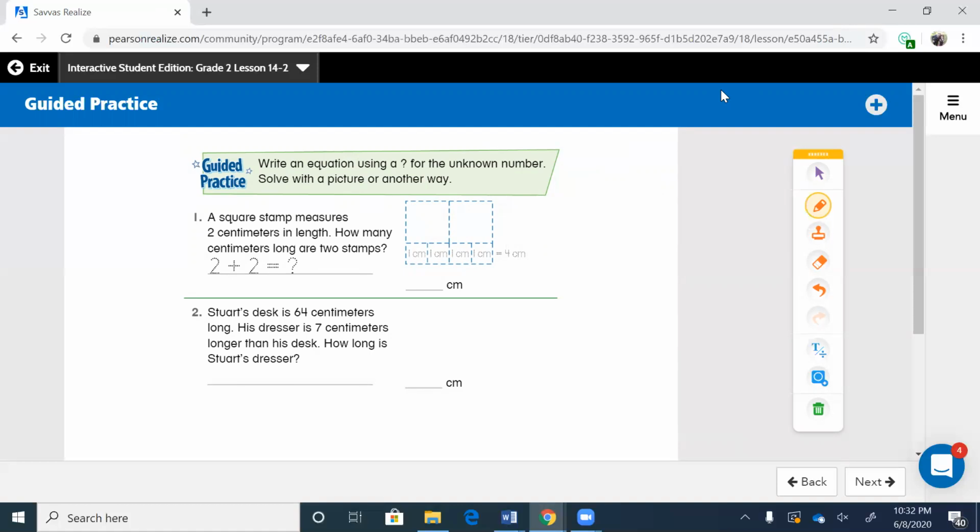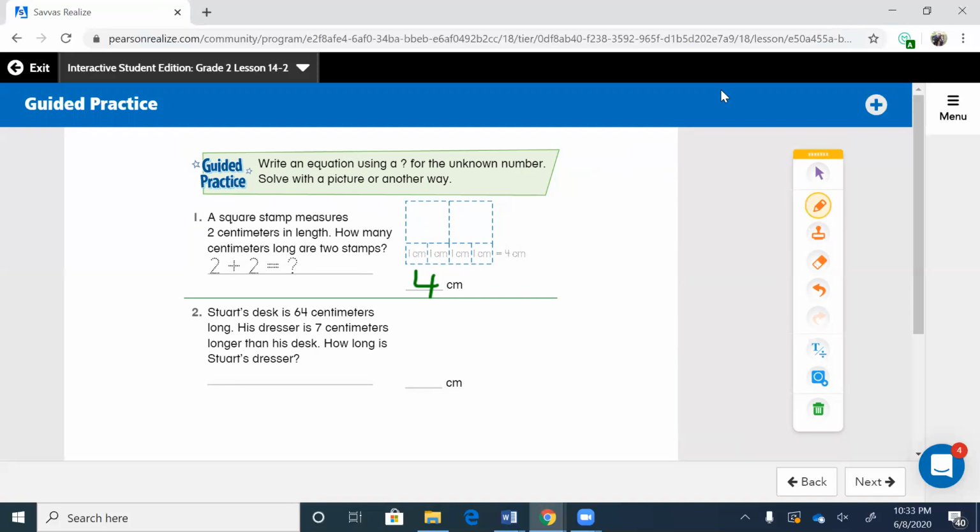It says a square stamp measures 2 centimeters in length. How many centimeters long are 2 stamps? So they wrote the equation 2 plus 2. So what is it? 4, bingo. All right, let's look at number 2, and we're going to find our key word.